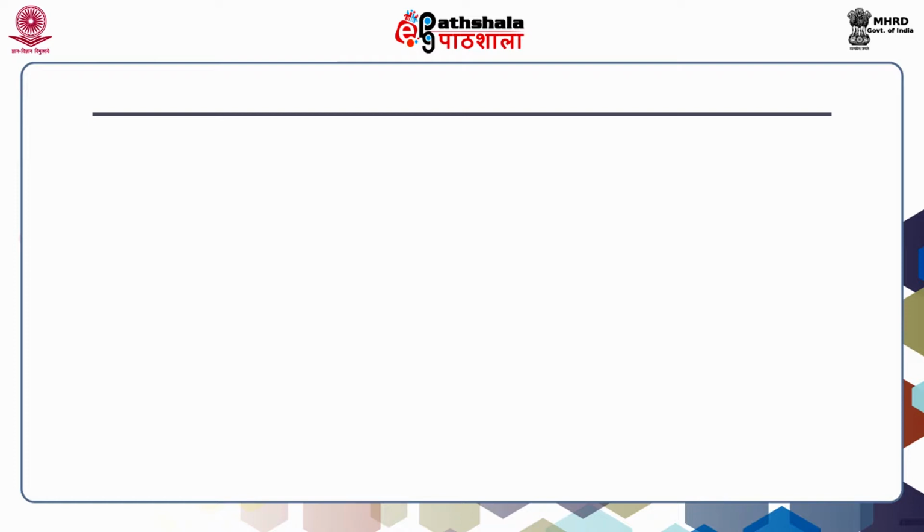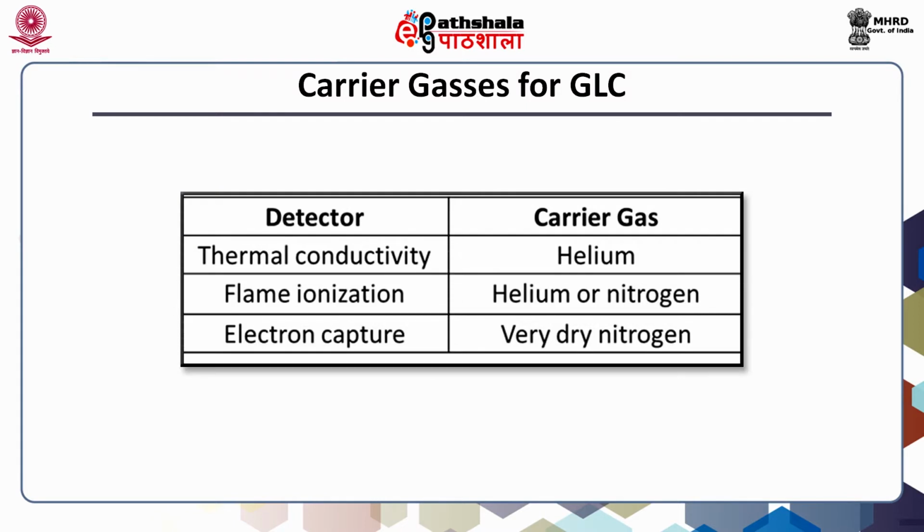As I said, in GLC the carrier gas is very important, and the use of carrier gas also depends upon the type of detector we are using. For example, in the case of the thermal conductivity detector, which we will discuss in the subsequent slides, the preferred gas is helium. For the flame ionization detector, the preferred gases may be helium or nitrogen, and in the case of the electron capture detector, the preferred gas is very dry nitrogen.